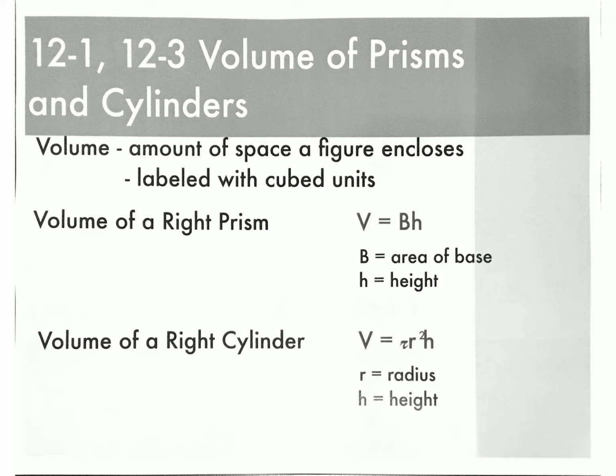For your volume of a right cylinder, you have V equals pi r squared times h. That goes along with the volume of a right prism, where that base area for a cylinder is a circle, and our area formula for a circle is pi r squared.